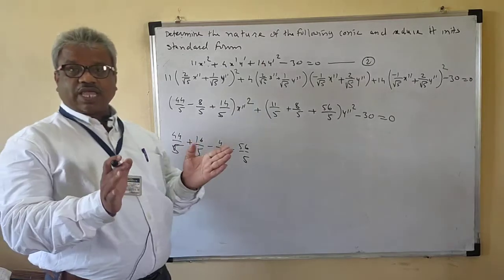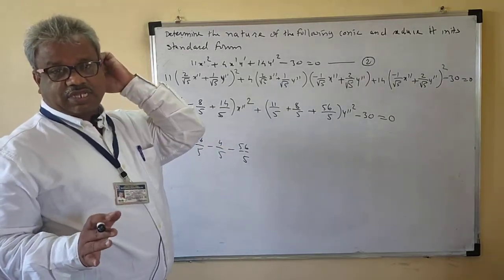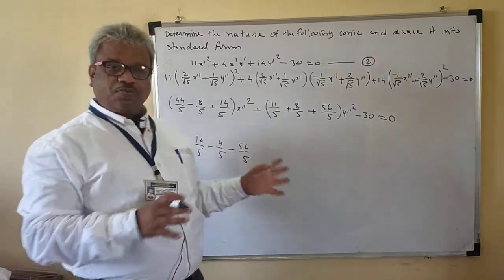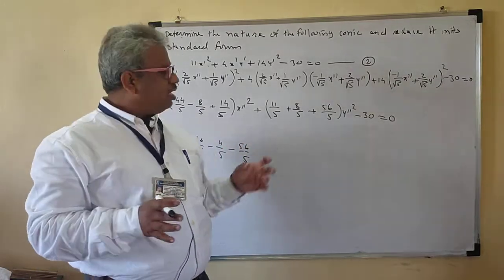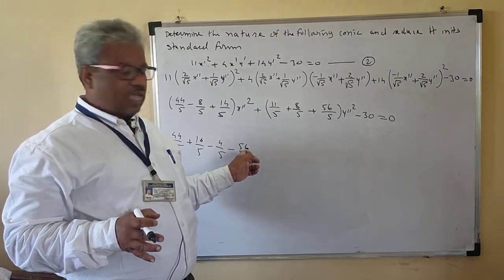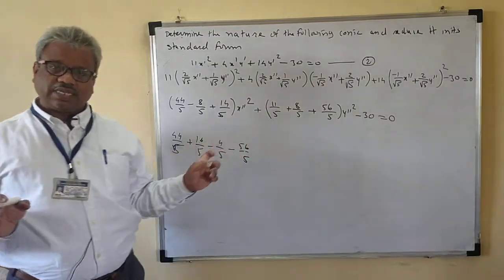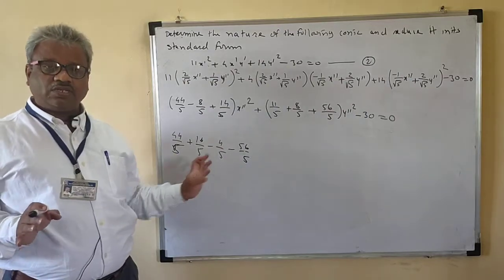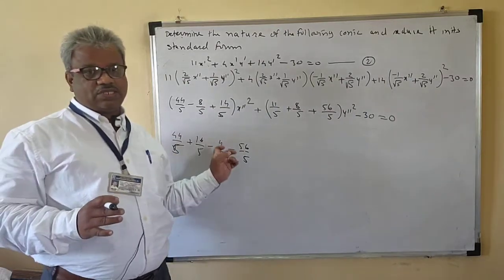So that means whatever answer we got, the sin theta and cos theta are correct. If you make a mistake in sin theta and cos theta, you will not get the second degree product term as 0. Because your sin theta and cos theta are correct, therefore we get 0. So for our convenience, you check this.